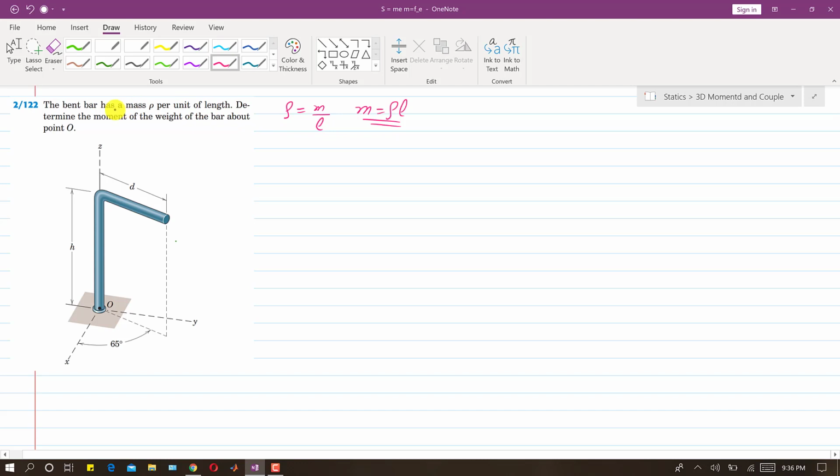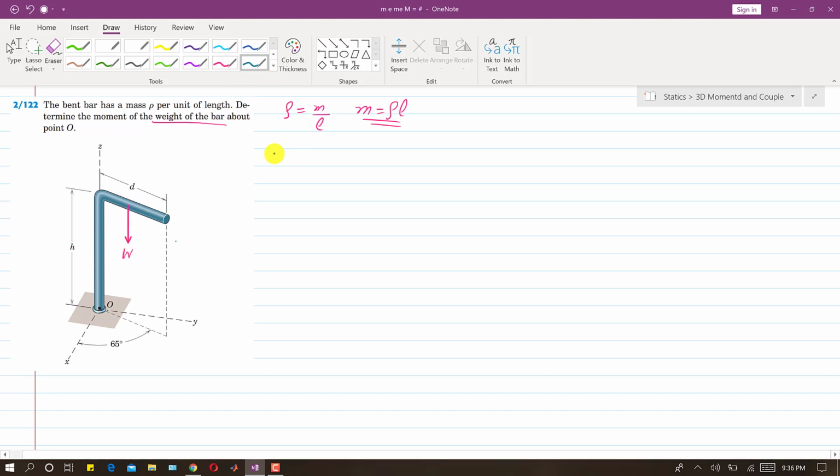It is said that determine the moment of the weight of the bar about point O, right? So this is the bent bar and we want to find the moment of the weight of the bar about this point O. The weight will be applied at the mid of this branch, right? If I draw that weight vector, it will be at a distance of d by 2 and it will be acting vertically downward. So this will be that weight.